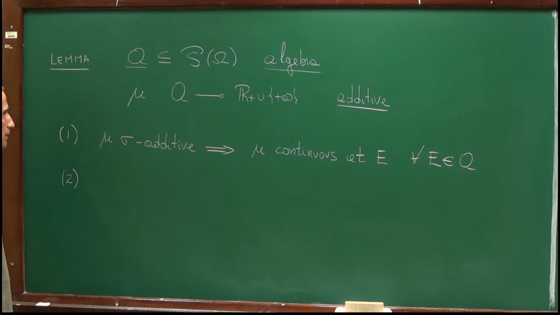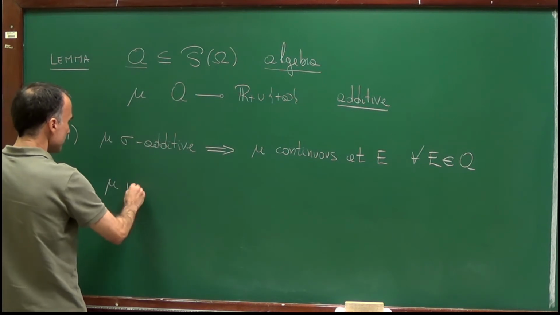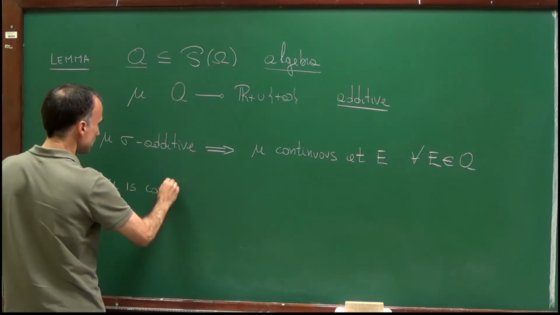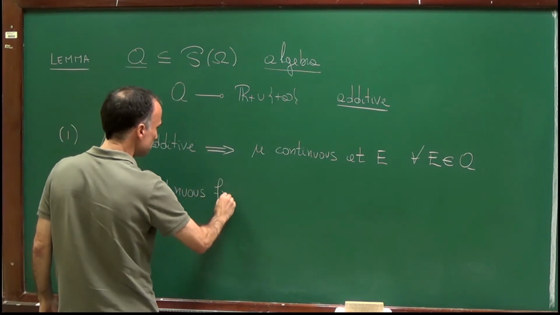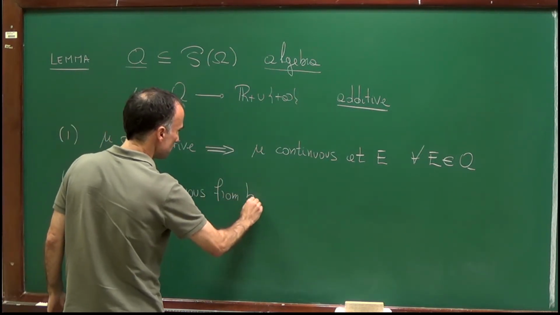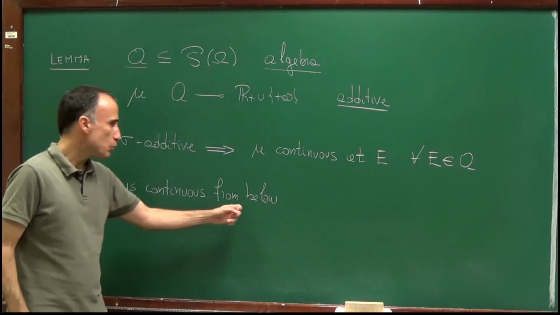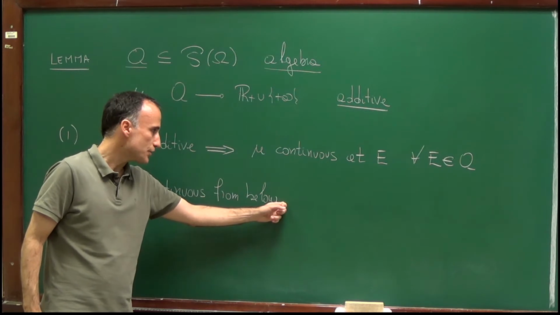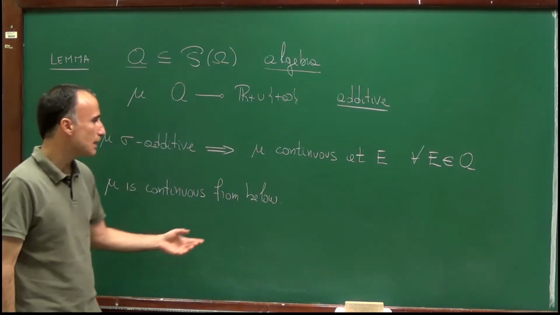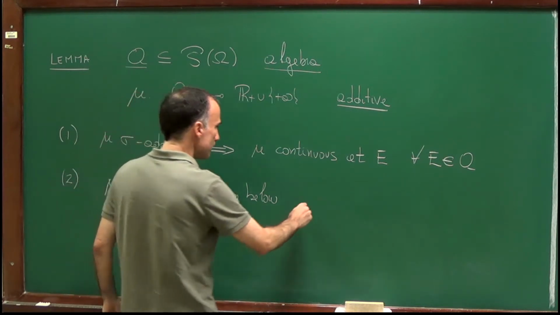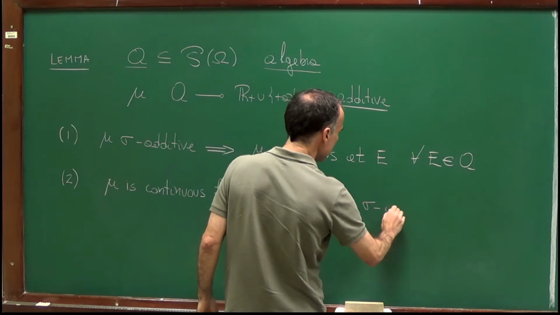Then the second claim is that, now assume that mu is continuous from below. And when I'm saying that it's continuous from below without specifying at which set, it means that it's continuous from below at all sets. Then I claim that this implies that mu is sigma additive.